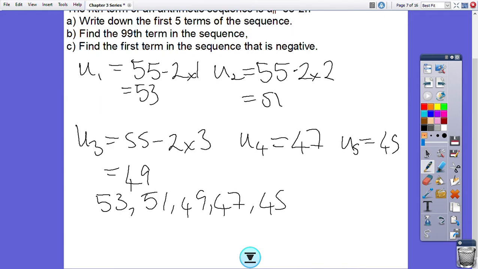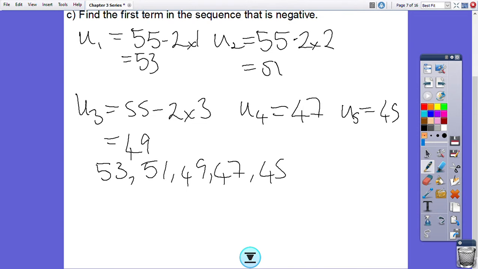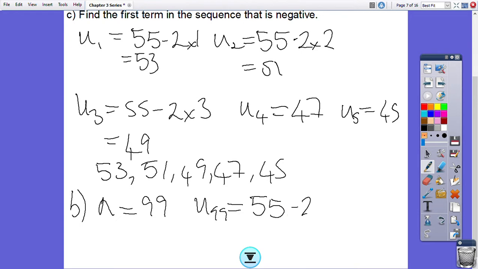Write down the 99th term of this. Well, what we're going to do is write down that n equals 99, that's part B. So you have u99 equals 55 minus 2 times 99, which is going to be minus 143. Okay, so we're going to have to find the first term in the sequence that is negative.